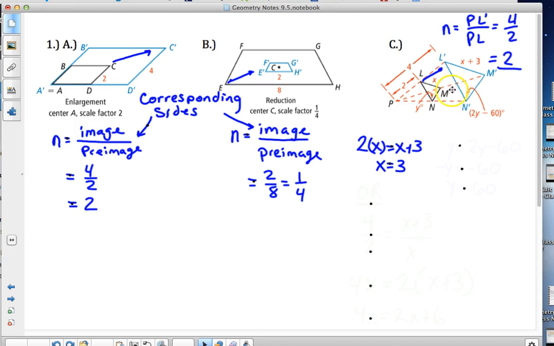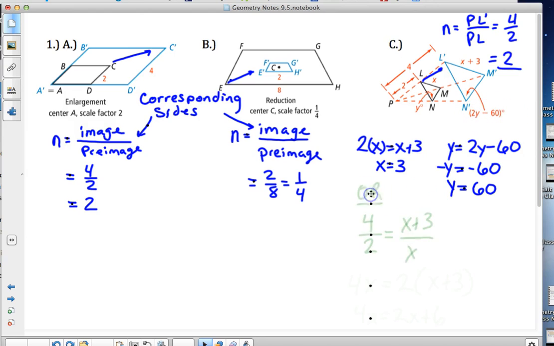Now, also keep in mind as we're going through here, I've got angles. I've got angle y and angle 2y minus 60. Keep in mind, angles are congruent. Sides are variable based on scale factor. So the angles are set equal, and I solve for y here: negative y equals negative 60, and y is 60 degrees. So this is 60 degrees, and so is this, because 2 times 60 is 120 minus 60.